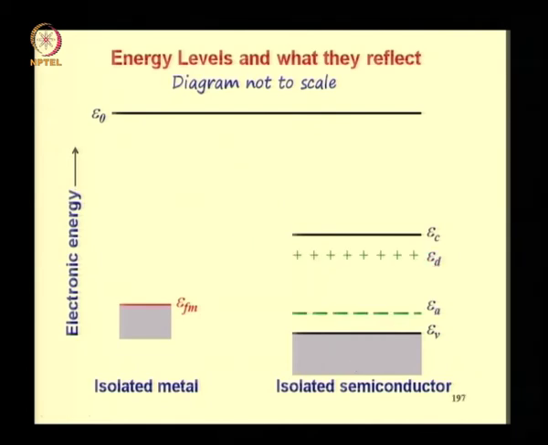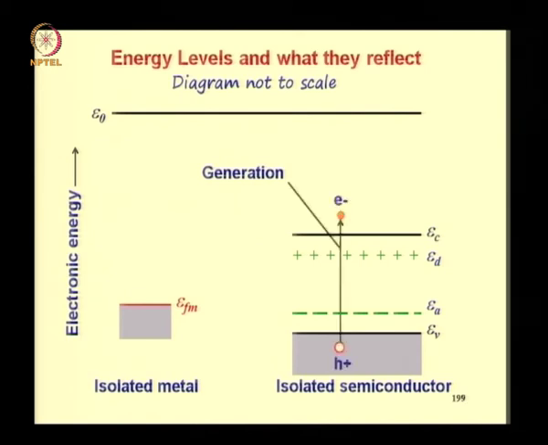Now let us introduce the donor and acceptor levels and talk about a few other processes on the energy band picture to see what these energy levels reflect. If you want to show the generation process, then this is it: an electron jumping from the valence band to the conduction band, leaving behind a hole. Creation of an electron-hole pair, that is the generation process.